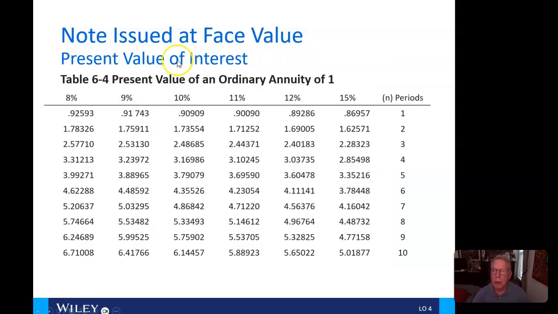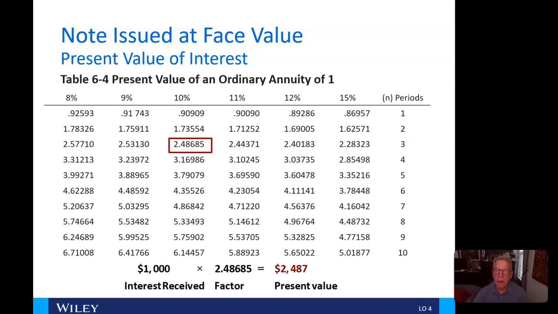Okay, so here's our present value table, table 6.4 in the book, and you can see that pretty easily here. And now we'll take a look at 10% for 3 periods, which is going to be a factor of 2.48685. So now we take that $1,000, multiply it by 2.48685, and we get $2,487, which is the present value of the interest that we receive over 3 years.